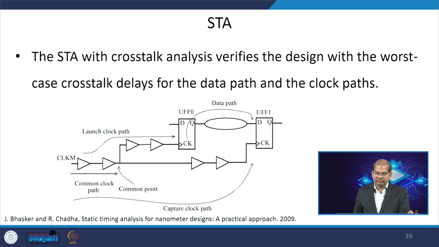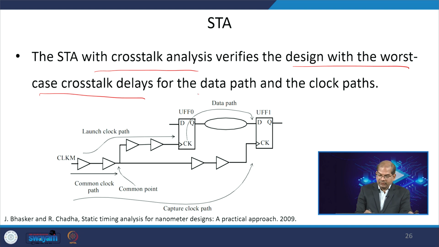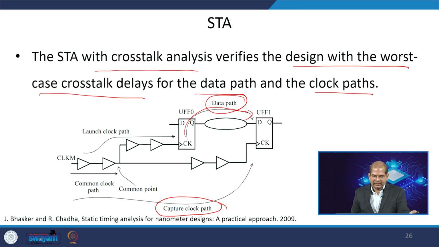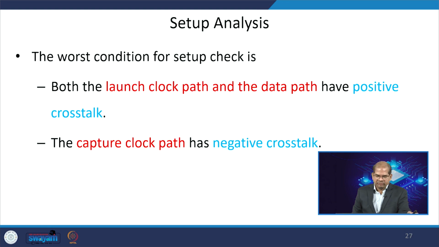So, how can we utilize this in static timing analysis? The crosstalk analysis verifies the design with worst case crosstalk delay for the data path and the clock path. We have two paths. This is your data path, what we discussed in our second week lecture, and this is the capture clock path. We need to consider the worst case: the data path should be late and the clock path should be early for setup check.